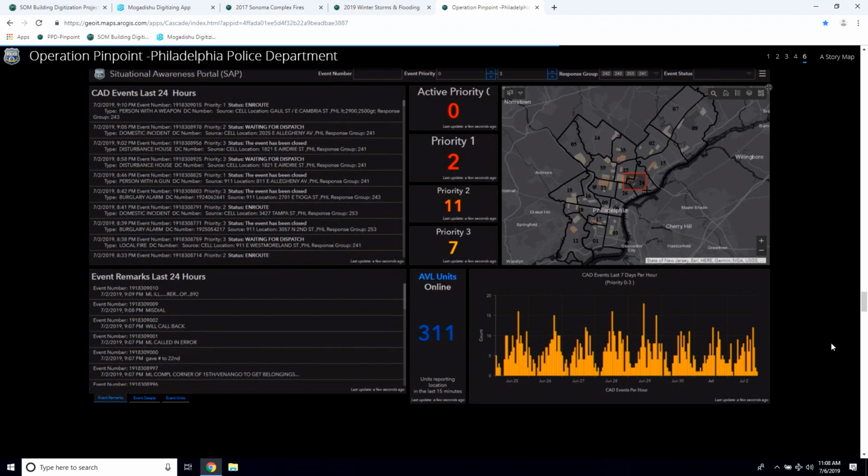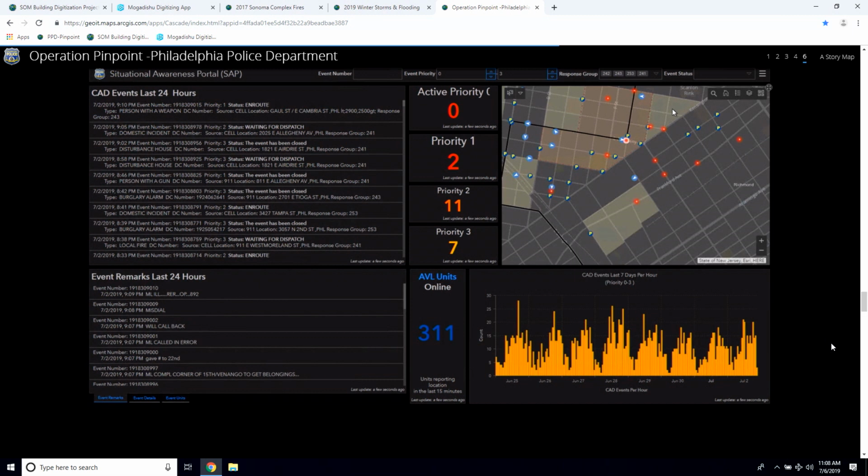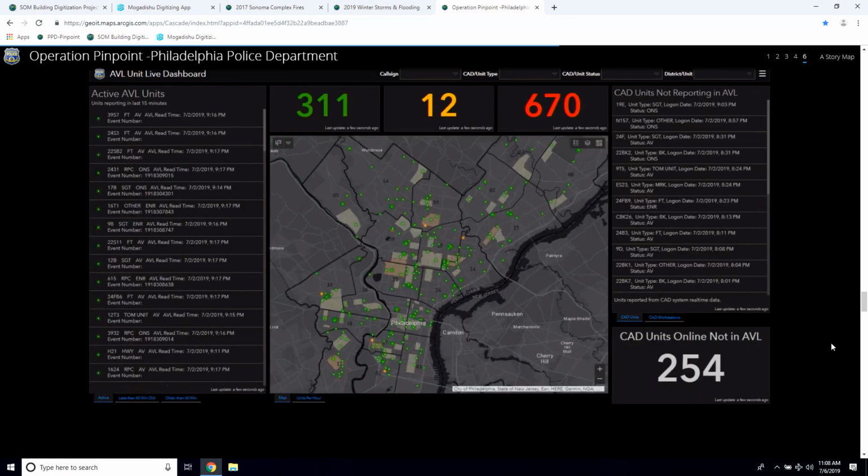They can even pull up, I don't think we demonstrate this, but you can even pull up intelligence products and analysis. And that's maybe tied to a specific area. So it gives them this sort of common operating picture. And actually, as you zoom in, you can see the streaming services of the GPS and the AVL start to pop in as well. Once again, this was all configured. There was very little custom development that went into this.